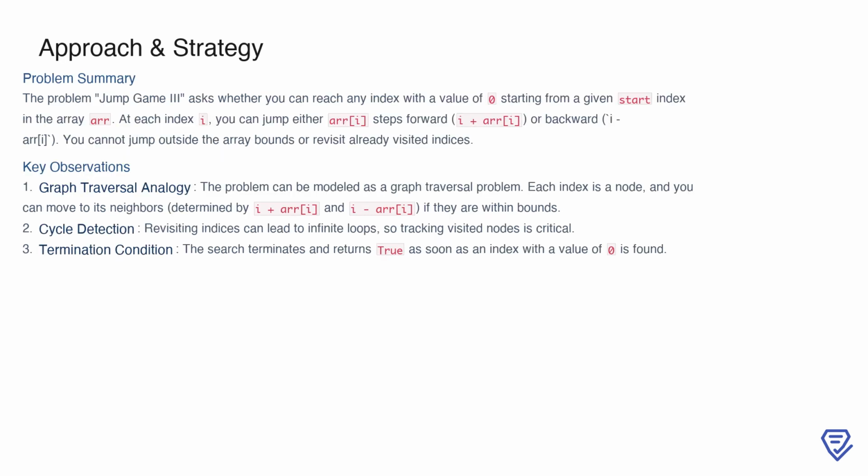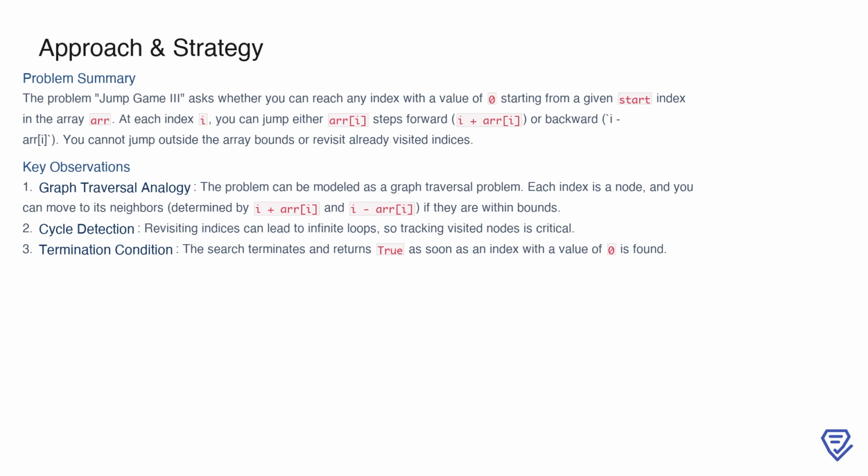In the problem Jump Game 3, the goal is to determine if you can reach any index in the array arr where the value is 0, starting from a given start index. From any index i, you can jump forward by arr[i] steps or backward by arr[i] steps. However, there are some constraints: you cannot jump outside the bounds of the array, and you cannot revisit indices you've already visited. To solve this, we can think of the problem as a graph traversal task.